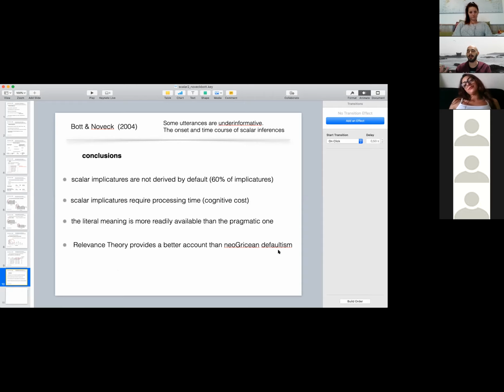And in a way, they were right in rejecting the idea that scalar implicatures were derived by default in this kind of context, okay? If there is one take-home message from this study, it is that it is true that implicatures are not always computed. And it is true that you're going to find a lot of people that accept the logical meaning, okay? And it is true, it's found in many experiments, that when you do compute the implicature, you find sometimes a cost. Not always, but sometimes.